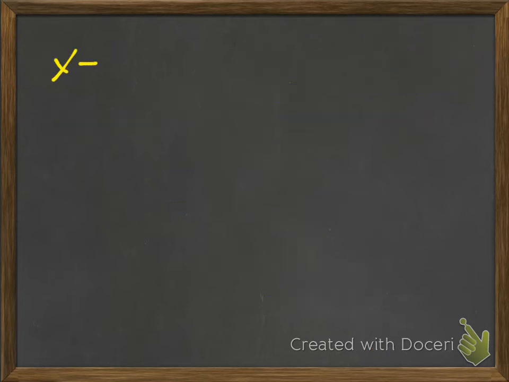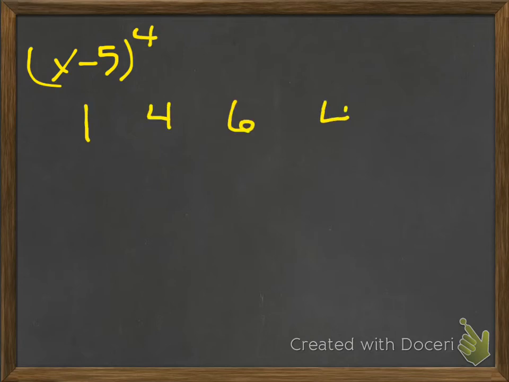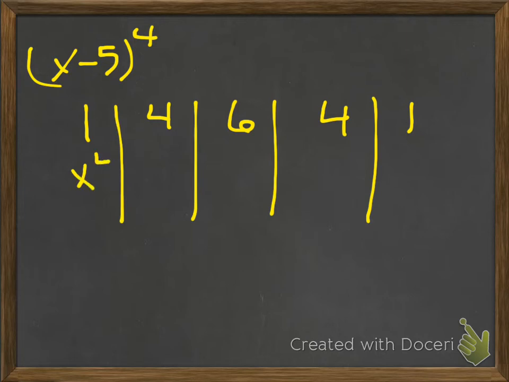Use Pascal's triangle. You can have that triangle on your formula chart. It will not be up on the board, so make sure you have it on the formula chart. Because it's on the 4th power, I use the row that has 1, 4, 6, 4, 1. It's the only row that will have 4s in it.